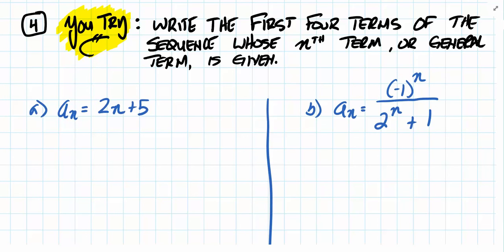Okay, here you go. This is your first U-try. Write the first 4 terms of the sequence whose nth term or general term is given. Ready, set, go.